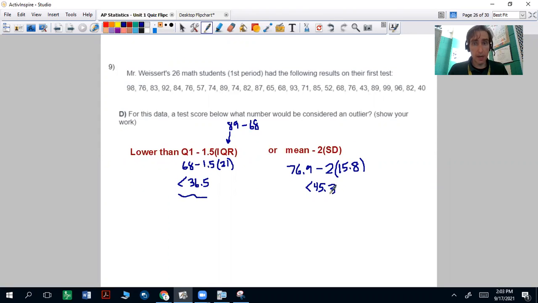And so as you can see here, you have a 40. So technically, by that definition, 40 is an outlier. So if you go back to the description, you could say, well, 40 might be considered an outlier based on that rule, and you'd be okay. But yeah, that's the idea. Anything less than 36.5 or 45.3. That is problem number 9. That was the biggest chunk of your overall quiz.